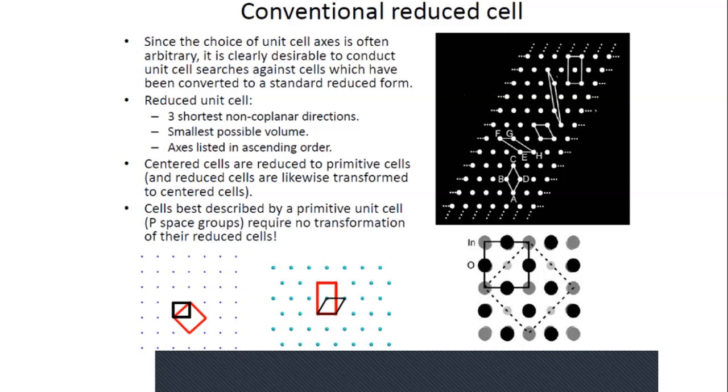So for the reduced unit cell, we're looking for the 3 shortest non-coplanar directions, so the 3 shortest axes, the smallest possible volume, so typically it's primitive, and the axes are listed in ascending order. So you start from the shortest to the longest. If it's a centered cell, typically these are reduced to primitive cells.